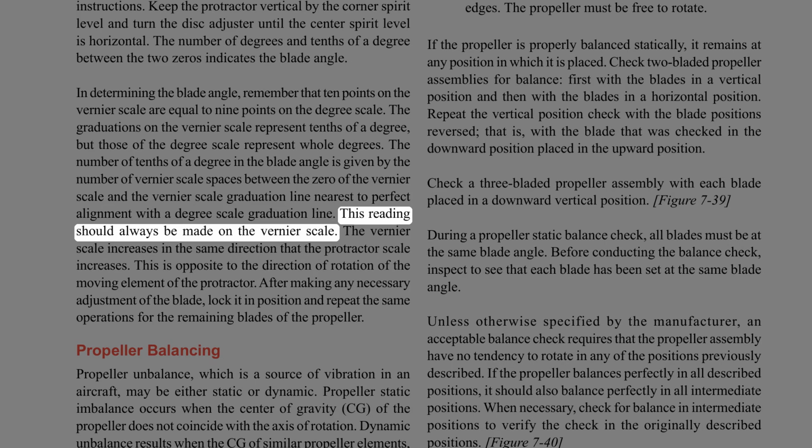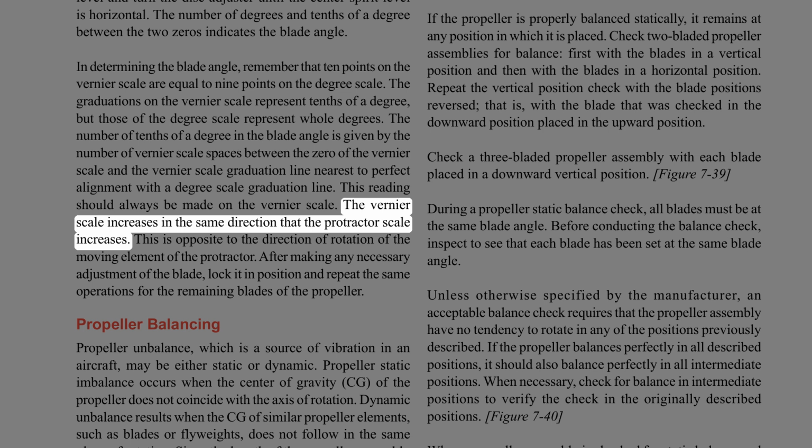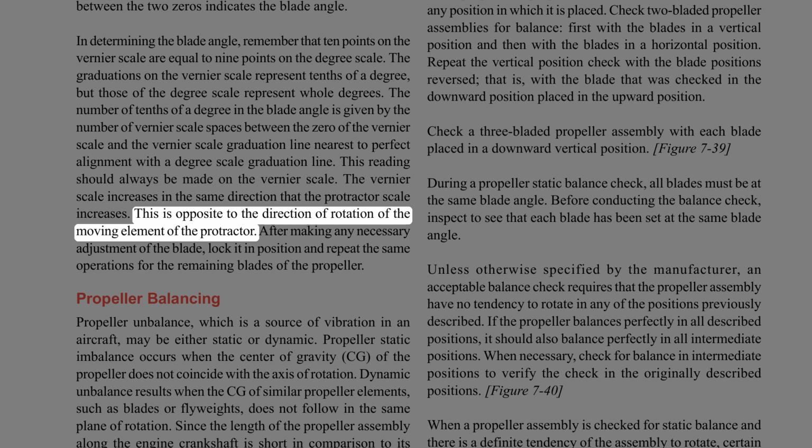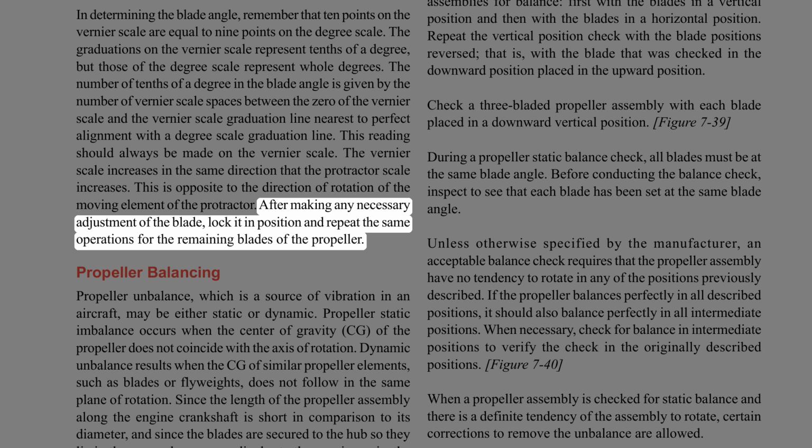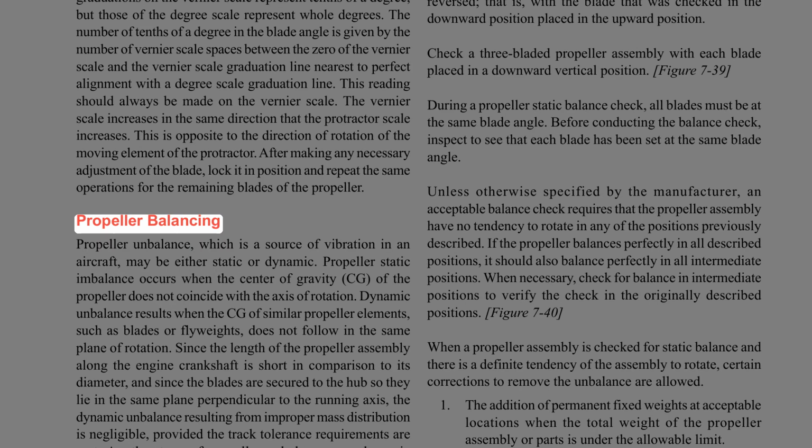This reading should always be made on the vernier scale. The vernier scale increases in the same direction that the protractor scale increases. This is opposite to the direction of rotation of the moving element of the protractor. After making any necessary adjustment of the blade, lock it in position and repeat the same operations for the remaining blades of the propeller.